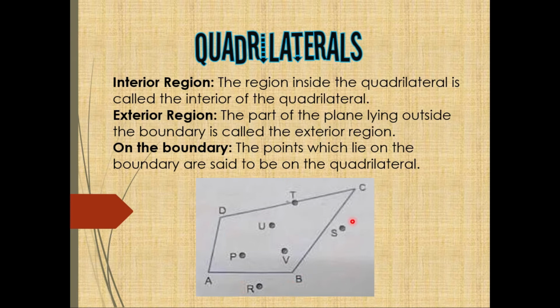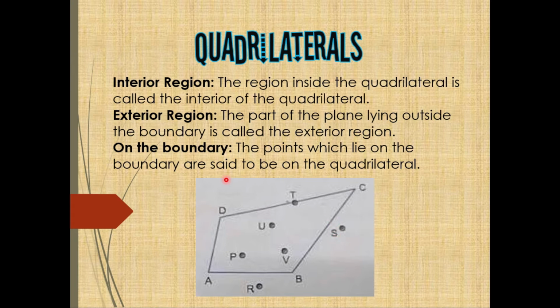Don't think that points B, C, D and T are also written outside, or that they are exterior. No, they are not exterior. We are talking about this point, and the name of this point is R. So that means point R is exterior. This is the point, and the name of this point is S. So this is exterior.